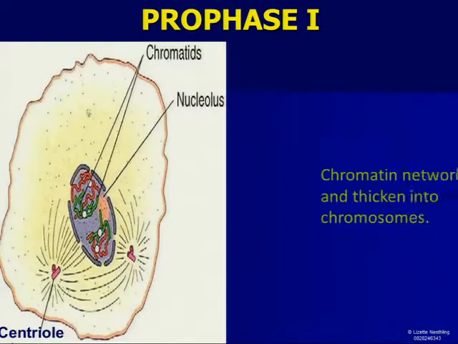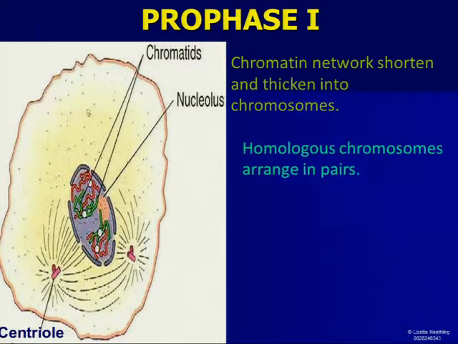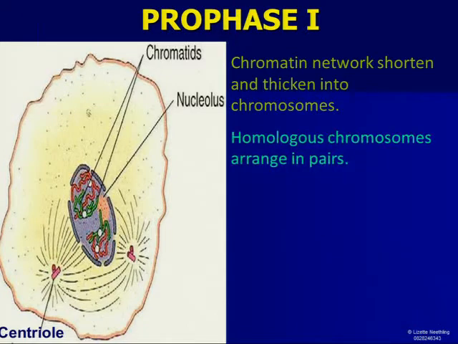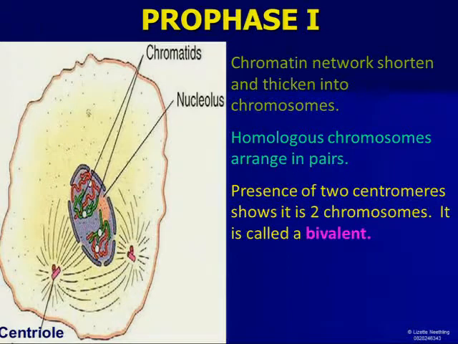The big difference here, we have homologous pairs. Very, very important. We also call them bivalents. You can see they are drawn here. That is a pair, and that is a pair.